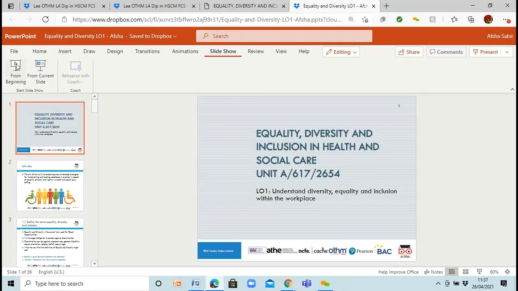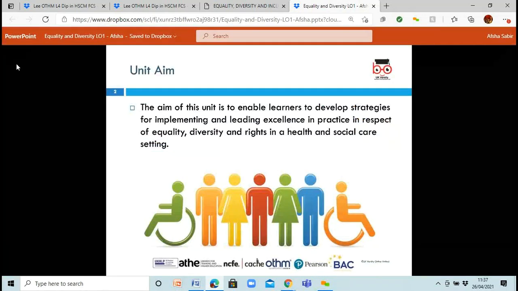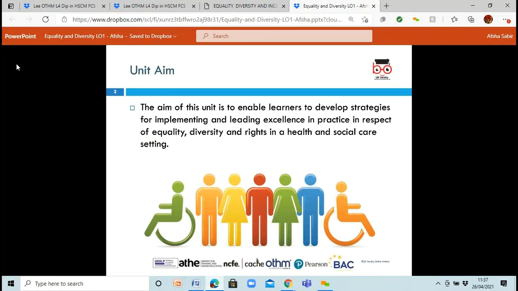I'll just make this a bit bigger. So the aim of this unit is to help you to develop strategies for implementing and leading excellence in practice in respect of equality, diversity and rights in a health and social care setting. So you'll be very familiar with equality and diversity from the setting that you're in at the moment. It's a big thing. It's something that we all follow on a daily basis without even realizing it, to be honest.